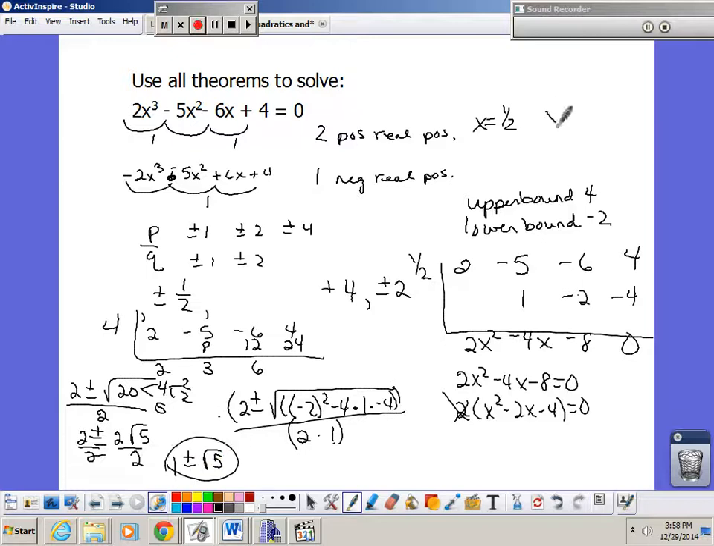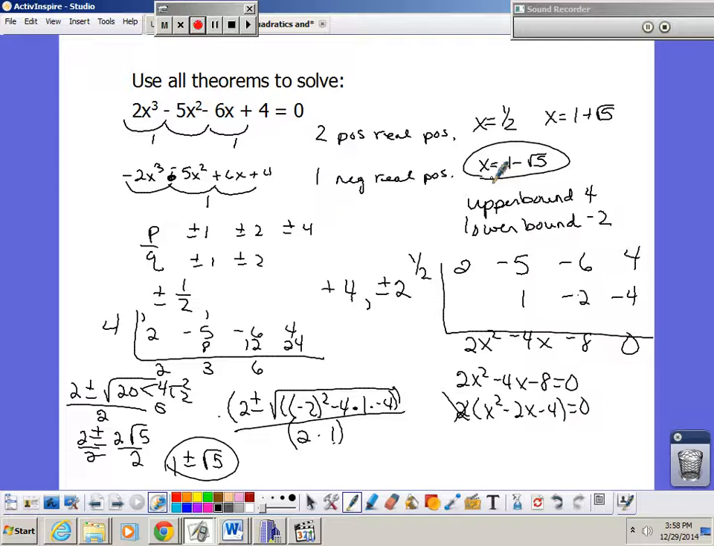So x is equal to 1 plus the square root of 5. There's my positive. And x is equal to 1 minus the square root of 5. And I found my positive and negative roots. That's why you have to know everything. So I use the Descartes rule to find out how many possible roots I can have.